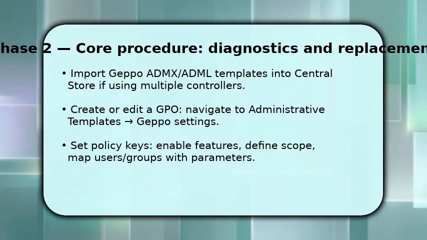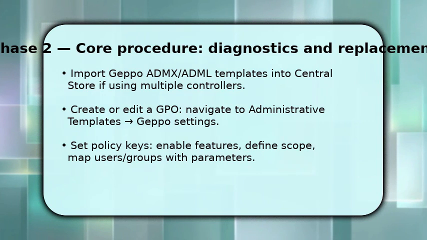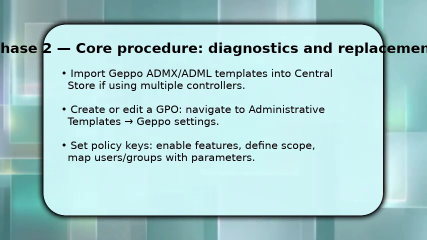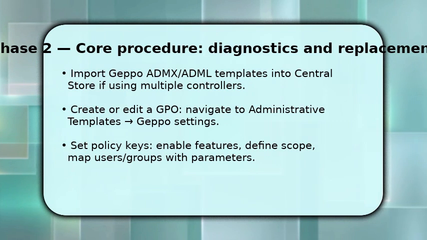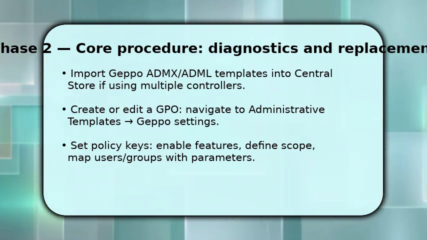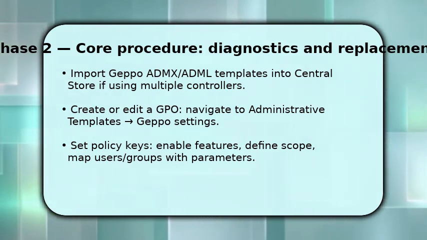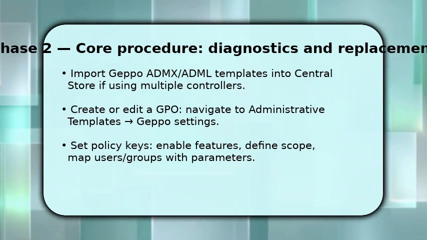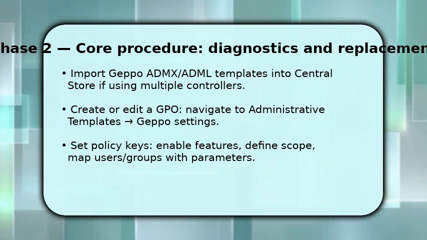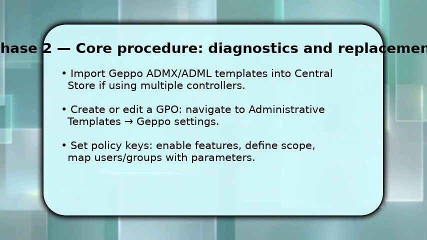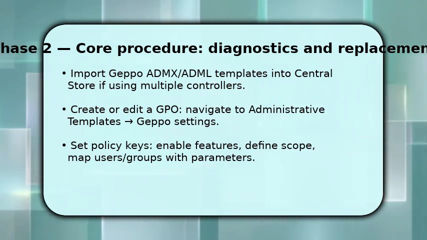First, import the admin/admil templates into the central store to keep policies consistent across controllers. Next, edit the chosen GPO and locate administrative templates where Geppo exposes settings. Once there, enable the specific features you need and define the scope. Decide which users or groups should receive the policy.